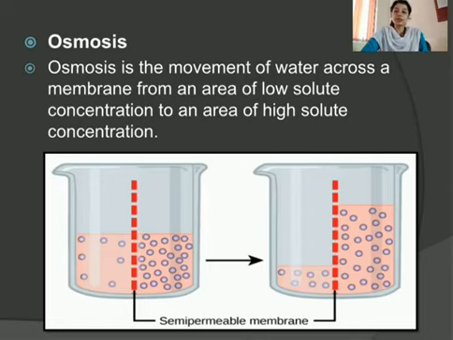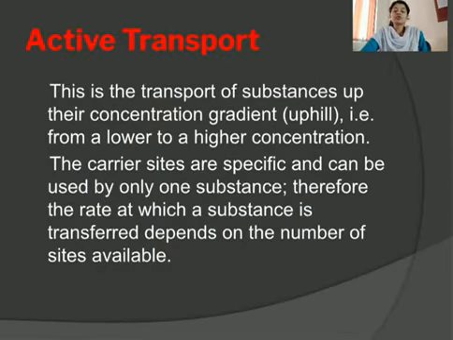Water or the liquid moves from an area where the concentration of solute is low to where the concentration of solute is high, right? To basically equalize it. So this is your osmosis. Now the second category was your active transport.